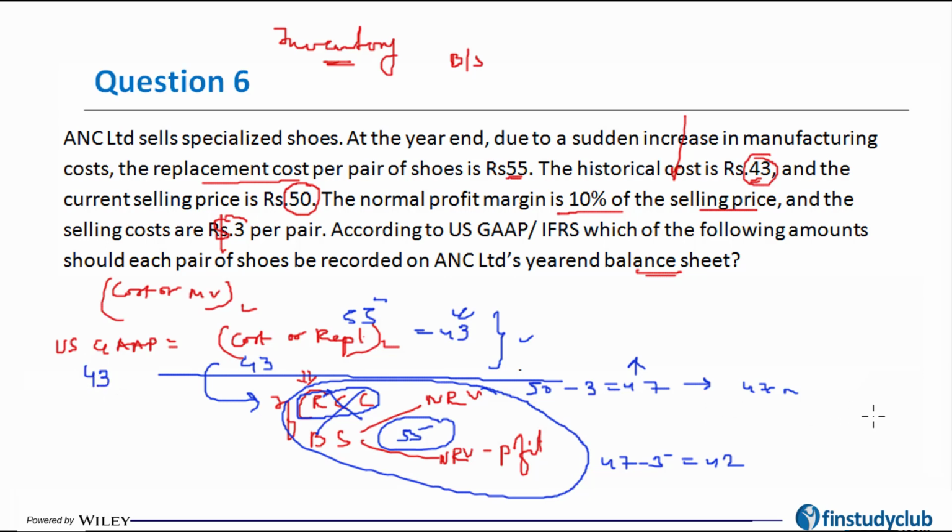Let's talk about the answer as per IFRS. IFRS is pretty straightforward and simple in that sense. It says cost or NRV, whichever is lower. Putting in the values, cost is 43 and NRV is 47. Whichever is lower, again the answer comes out to be the same as per IFRS as well. Okay, so that's a pretty interesting question. The questions will have traps for you like that.